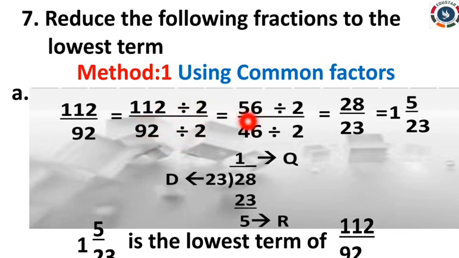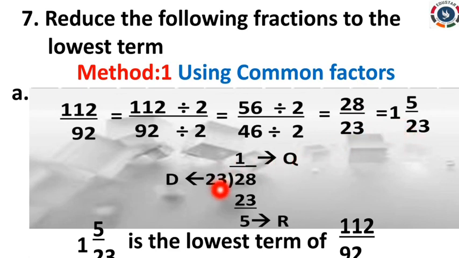If you divide, you will get 56 and here 46. Both are even numbers, so again you can divide by 2. So 56 divided by 2, 46 divided by 2, equal to 28 by 23. These are improper fractions. That improper fraction we can convert into a mixed fraction.